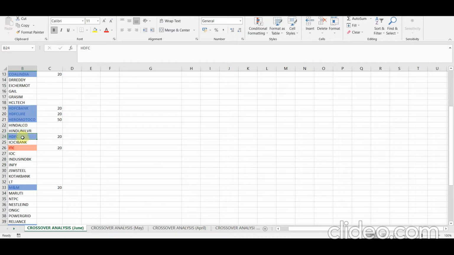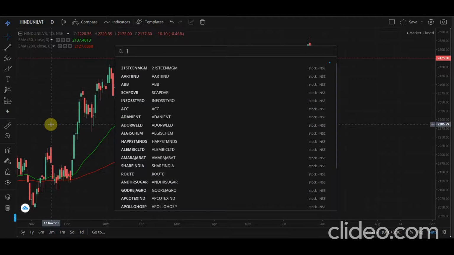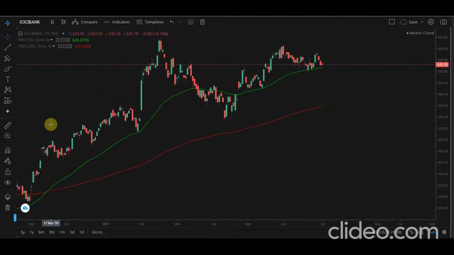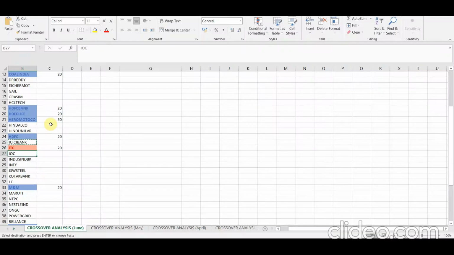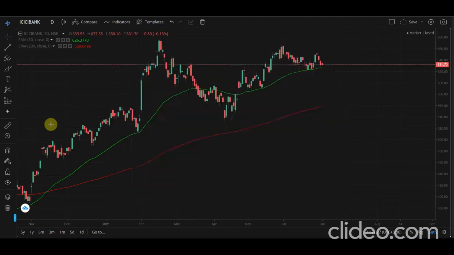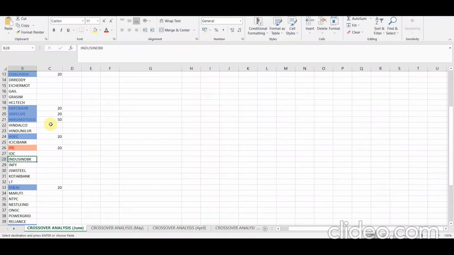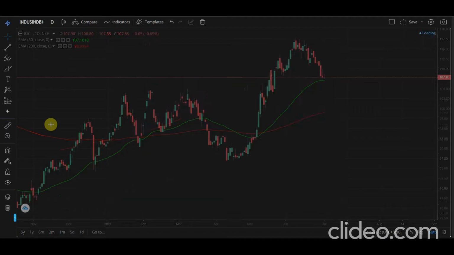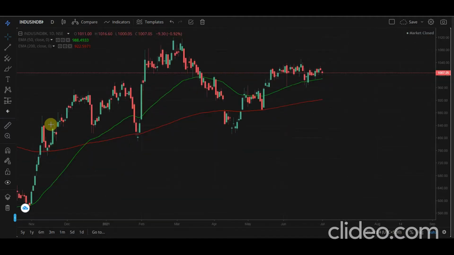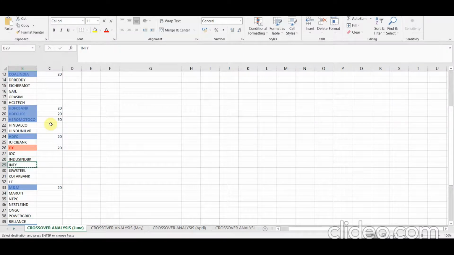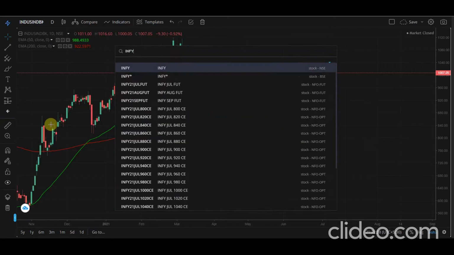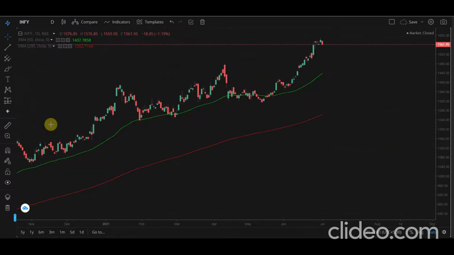HDFC I will again skip because I have already marked it as blue. So when I check for the 20 EMA, I will also check for the 50 and 200 EMA. So I'll move on to ICICI Bank. Again far. Indian Oil, very far. IndusInd Bank, quite flattish, but I'll ignore this one. Next is Infosys. It will again be very far. Yeah, it's quite far. Next is JSW Steel.